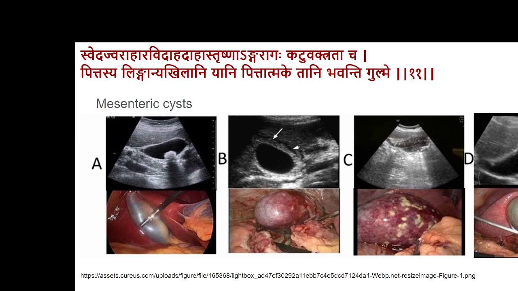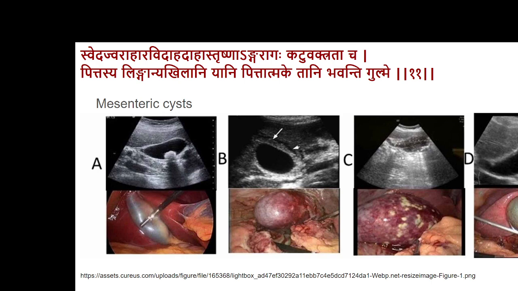The next part is about the Pittaja Gulma. In the Pittaja Gulma, Sveda, Dvara, Ahara, Vidaha, Daha, Trasnangaragaha, Katuvatratacha, Pittasya Lingani, Akshilani, Ani, Pittatmike Tani Bhavanti Gulme. Pittaja Gulma would be presented with the systemic features of fever, burning sensation, or even changes in the color of the body. Katuvatrata, the oral taste sensation would have that pungent smell. All Pitta Lakshanas can be produced in such a condition. That's called Pitta Gulma.